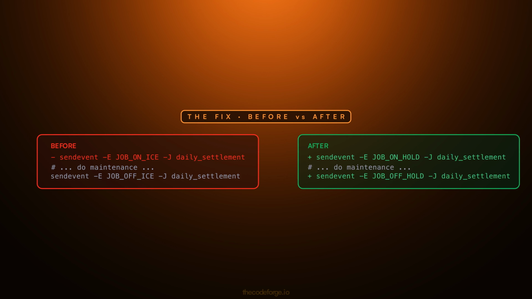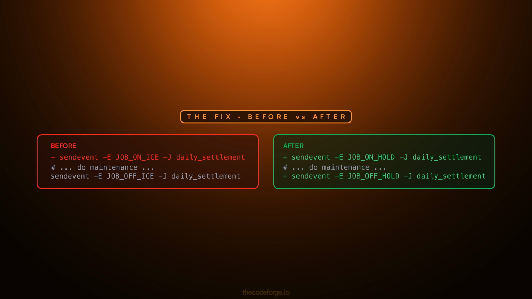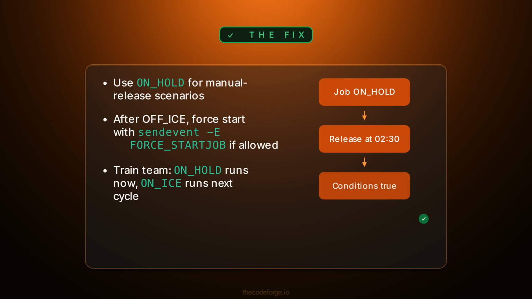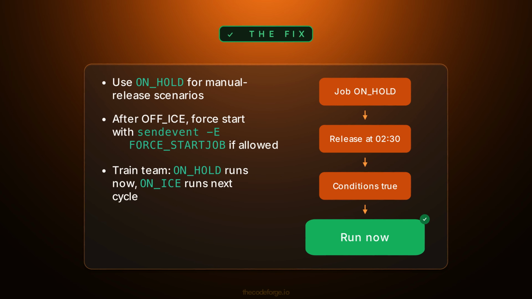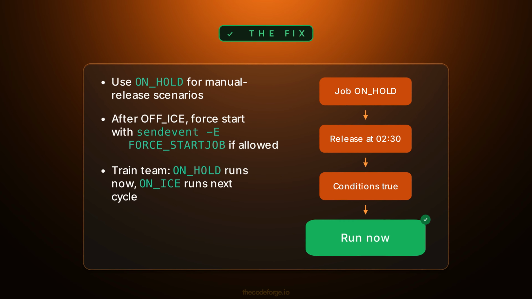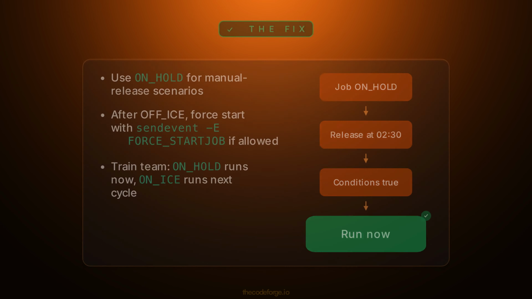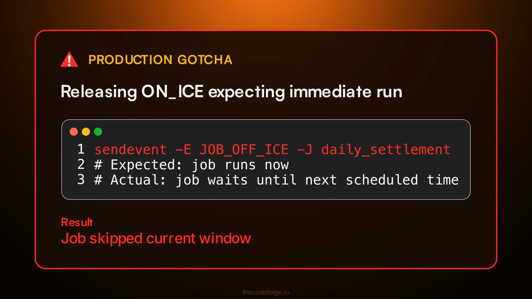The root cause is using ON ICE instead of ON HOLD to pause a job during a maintenance window, which causes the job to skip its current run window and wait for the next scheduled cycle instead of running immediately upon release. The fix is to use ON HOLD when you plan to release and run immediately. If you accidentally use ON ICE, you can force start the job after release using sendevent FORCE_STARTJOB, but that bypasses conditions. The real fix is to choose the right status from the start. This is the exact mistake from the incident.